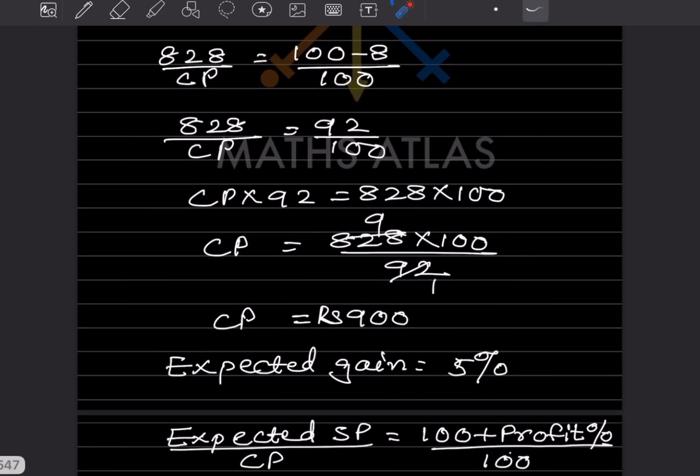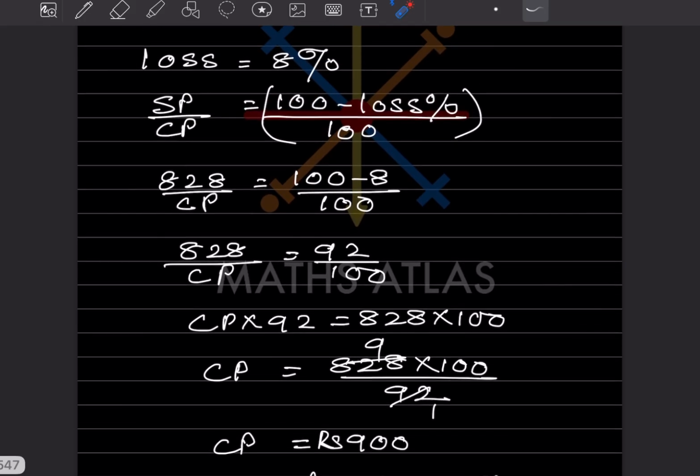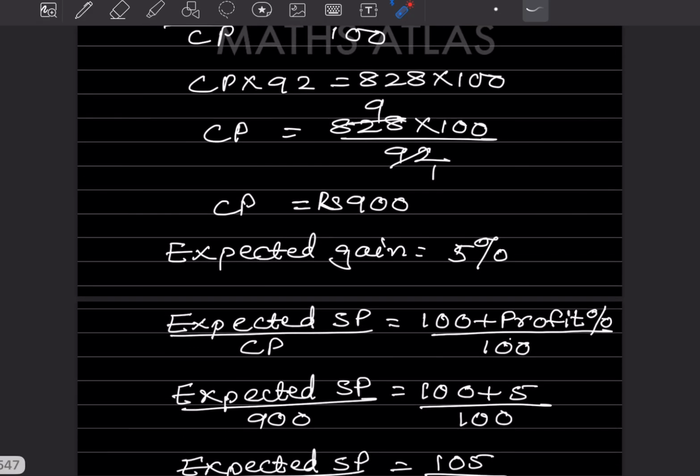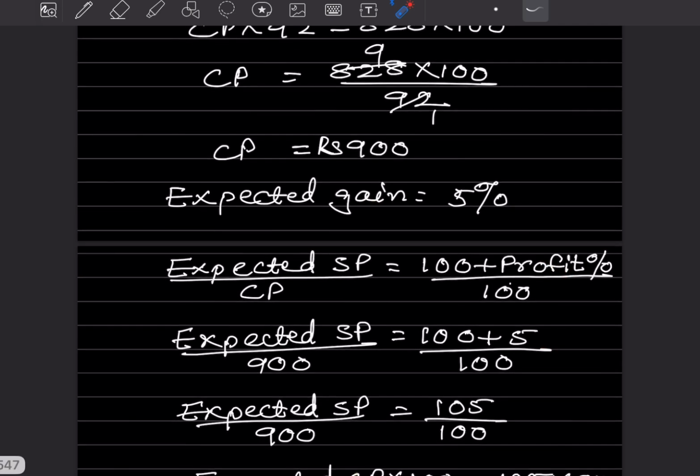So we are going to use this formula again, but for the profit, that is the profit percentage formula which is given on the first page. Instead of just writing SP, we can write the expected selling price divided by cost price is equal to 100 plus profit percentage divided by 100. The expected selling price we don't know. The cost price we got as 900. 100 plus the profit, the expected gain, which is 5, divided by 100. So this is going to be 105, the rest all the same.